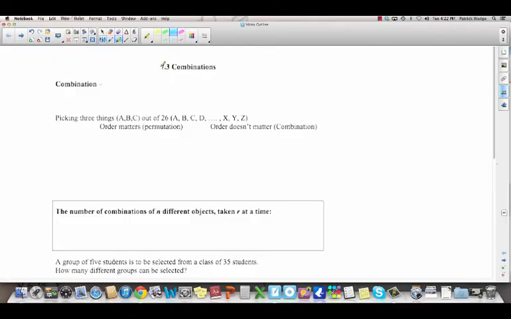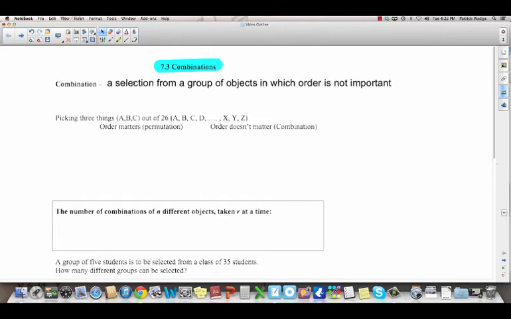Alright, 7.3 is on combinations. It's another type of counting. It's very similar to what we did last time, permutations. This is called combinations. What's the difference? Well, with a combination, it's a selection from a group of objects in which order is not important.